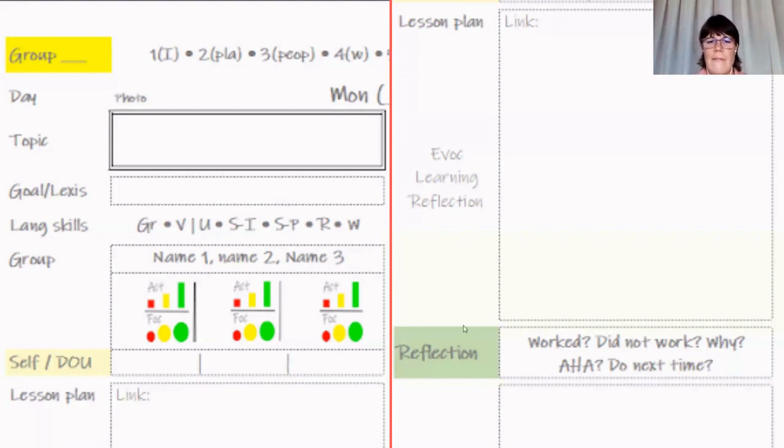Last but not least, a very important part, and I have more room on the page than it's here, is reflection. It's a very quick reflection on, like, did the presentation work or did it not work? Why did it work? Why did it not work? What is my aha moment? And also what to do next time.